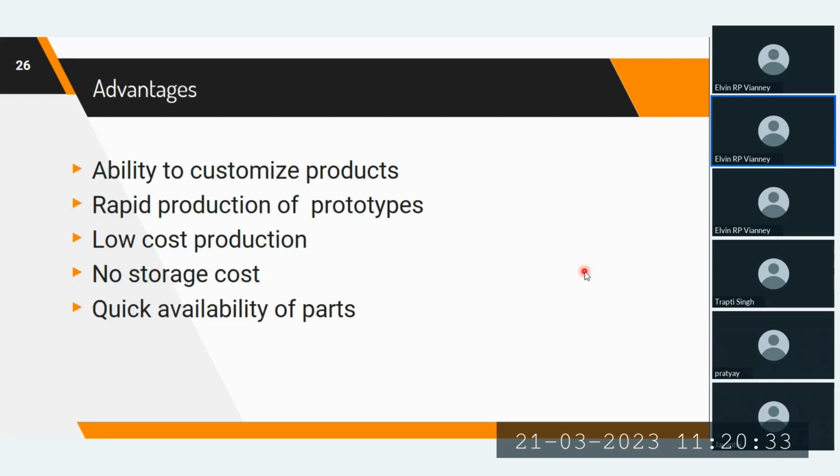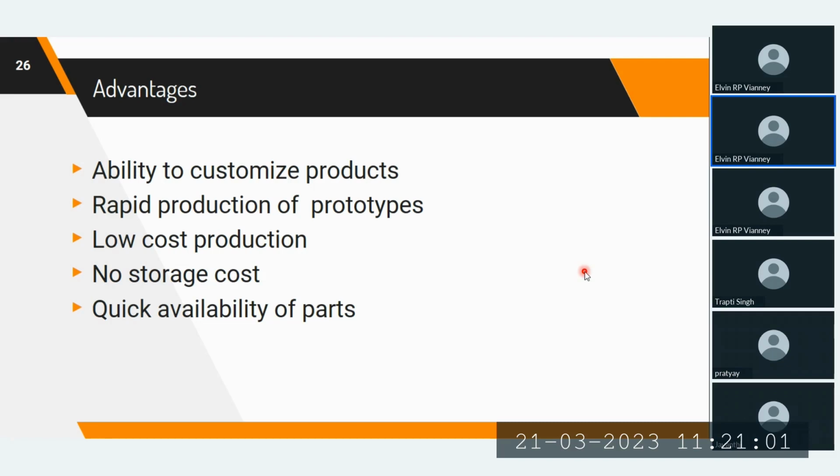The next one is no storage cost. There is no need for any storage cost, no huge manufacturing space, no huge allotment space, and no need for any skill delays. It is a machine itself, simple, with a very compact size. There is no need for any storage cost. And quick availability of parts.